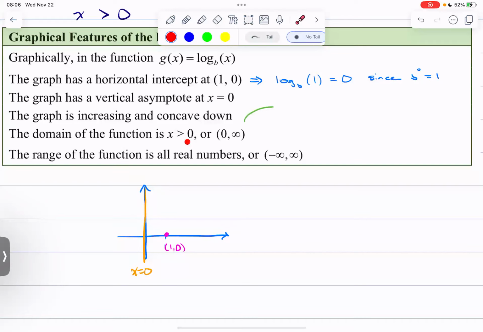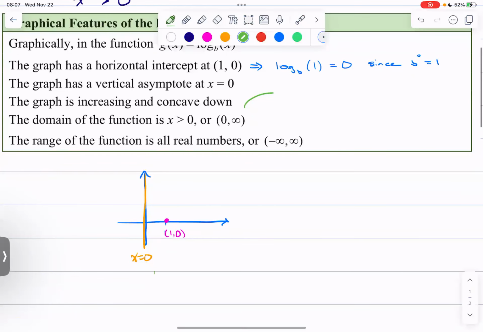We already established that the domain of the function is x greater than 0, or from 0, not including 0, up to infinity. That's important that you put that round bracket there. And then the range is all the y values, all real numbers, so from negative infinity to positive infinity. So this thing is going to look a little something like this. It's the log base b of x.